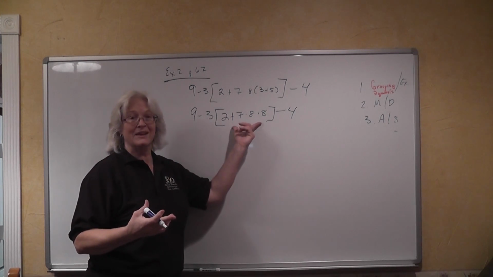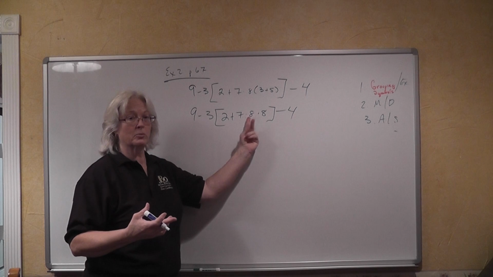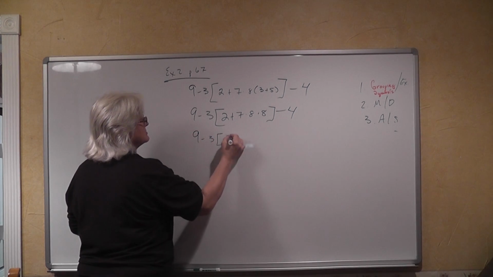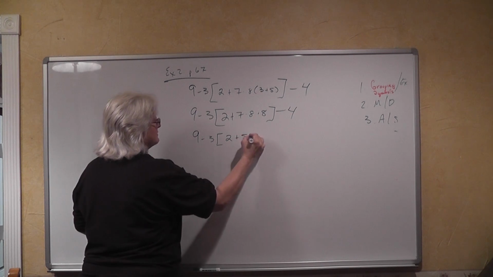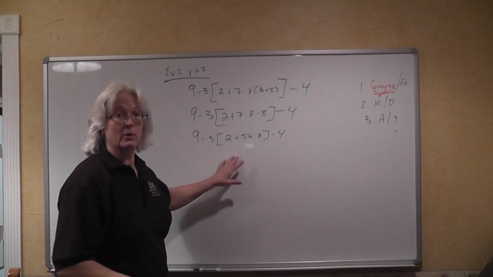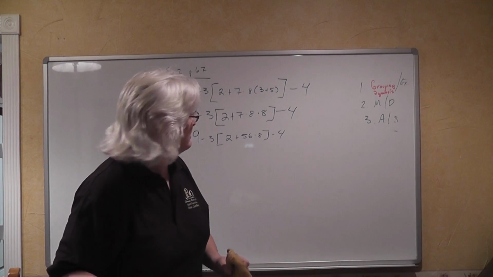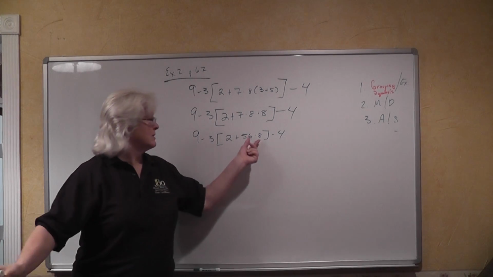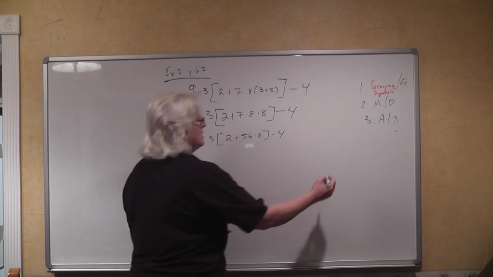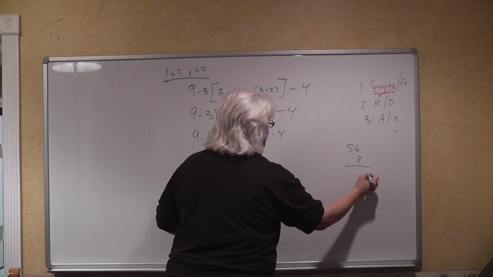We're going to work with inside the brackets. We have addition, we have multiplication. 9 minus 3 times 2 plus 56 times 8 minus 4. We're just taking this one step at a time. Now we still have multiplication within our parentheses. What is 56 times 8? If you don't want to do that in your head, 6 8s are 48.